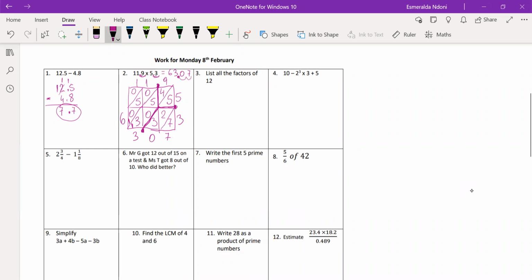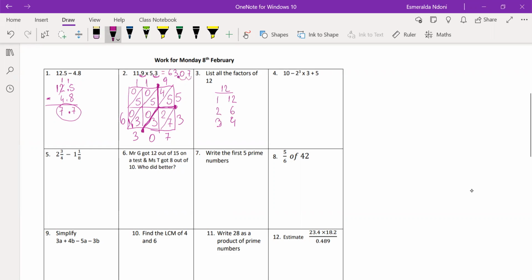Okay, list all the factors of 12. We said that factors come in pairs, and I also included the chance lists on the packs that I sent home. On the chance, it said that the factors of a number go into a number. So we have 12 to work out. They go in pairs. They go into 12: 1 and 12, 2 and 6, 3 and 4, and we're done.